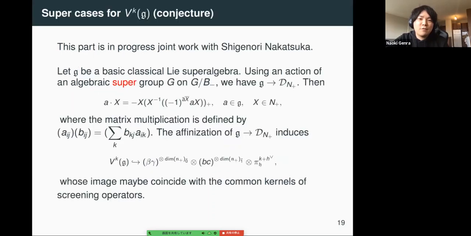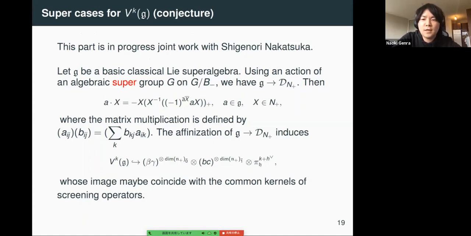Okay, so now we consider the super case. The super case is still a conjecture. It's in progress, joint work with Shigenori Nakatsuka. We consider G as a basic classical Lie superalgebra. This means that G is some SL(M|N) or OSP(M|2N), or some exceptional case, F4, G3, and D(2,1;alpha).